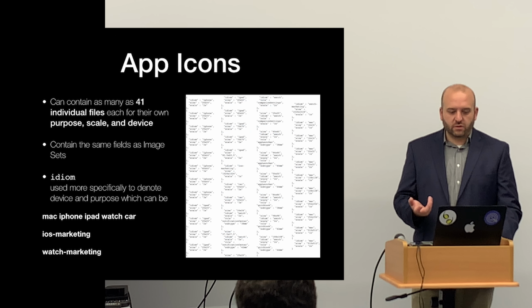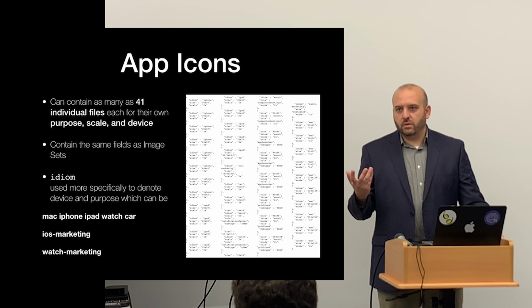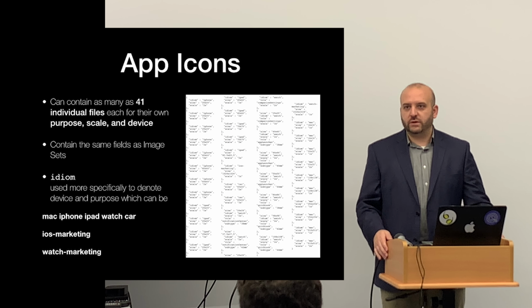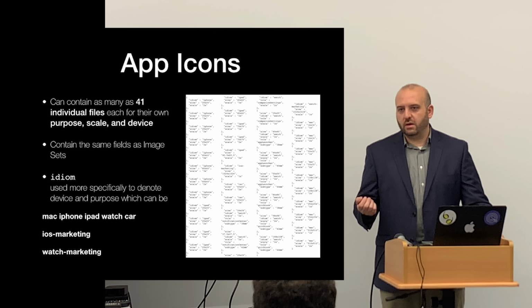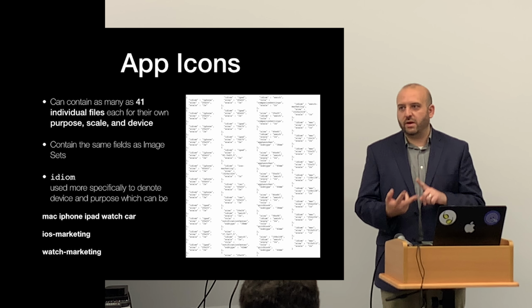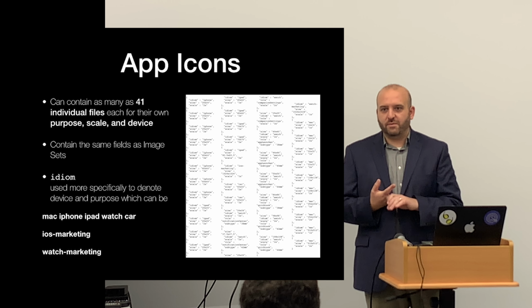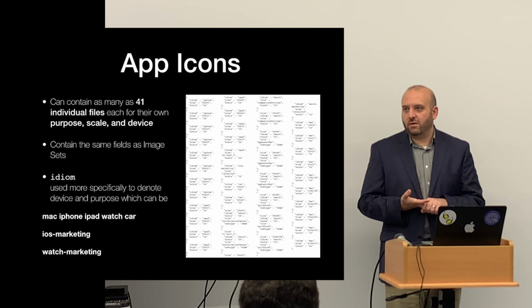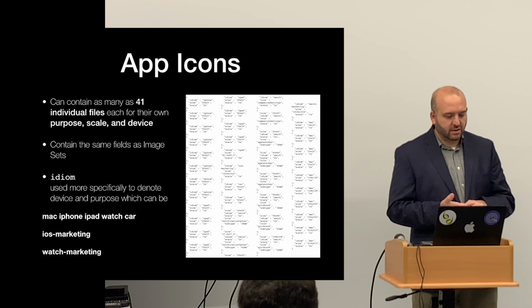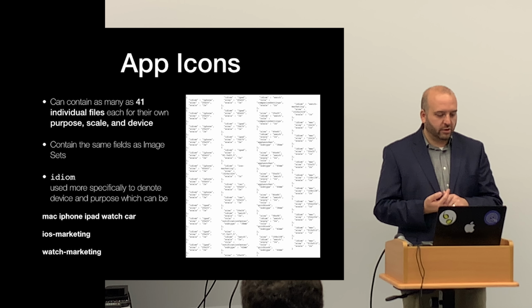And then app icons, for instance, those are humongous. You can get as many as 41 individual files. For instance, I'm building an app right now that's for macOS, watchOS, and iOS. And it ends up being 41 files needed for an app icon because of all the OSs. And that's a pain in the butt to deal with manually.